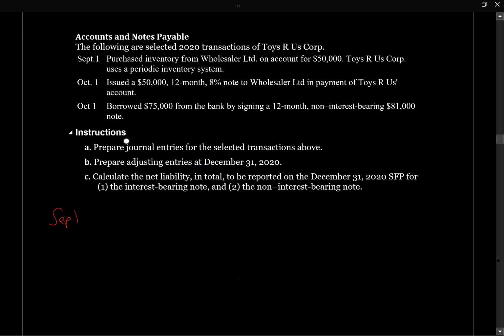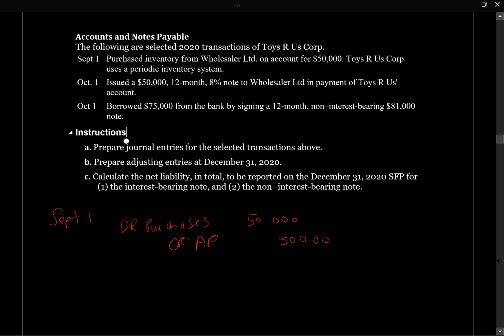So September 1st, they purchased inventory from Wholesaler Limited on account, and they use a periodic inventory system. So remembering periodic means they're using different accounts, not just inventory. So it's going to be debit purchases and credit accounts payable of $50,000. Right? Yep, $50,000. Okay.